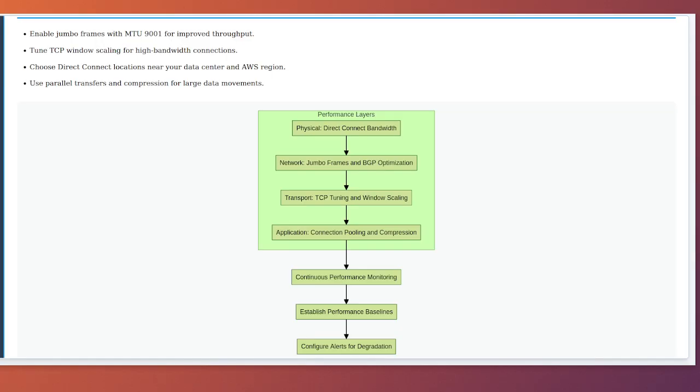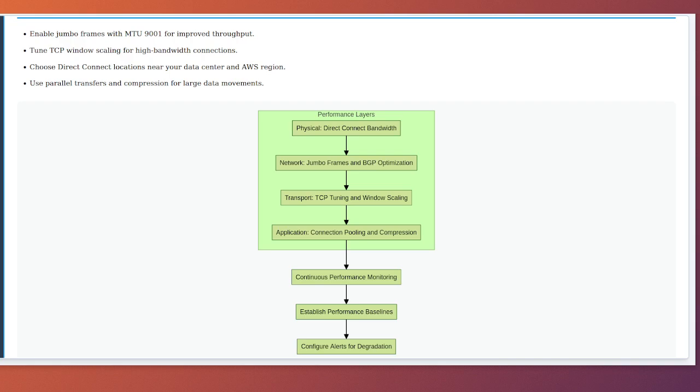Implement compression for data that compresses well, which reduces the amount of data transmitted and can effectively multiply your available bandwidth. Monitor performance continuously using CloudWatch metrics and your own application performance monitoring tools. Establish baselines for normal performance so you can quickly identify when performance degrades. Set up alarms for latency spikes, throughput drops, or packet loss.